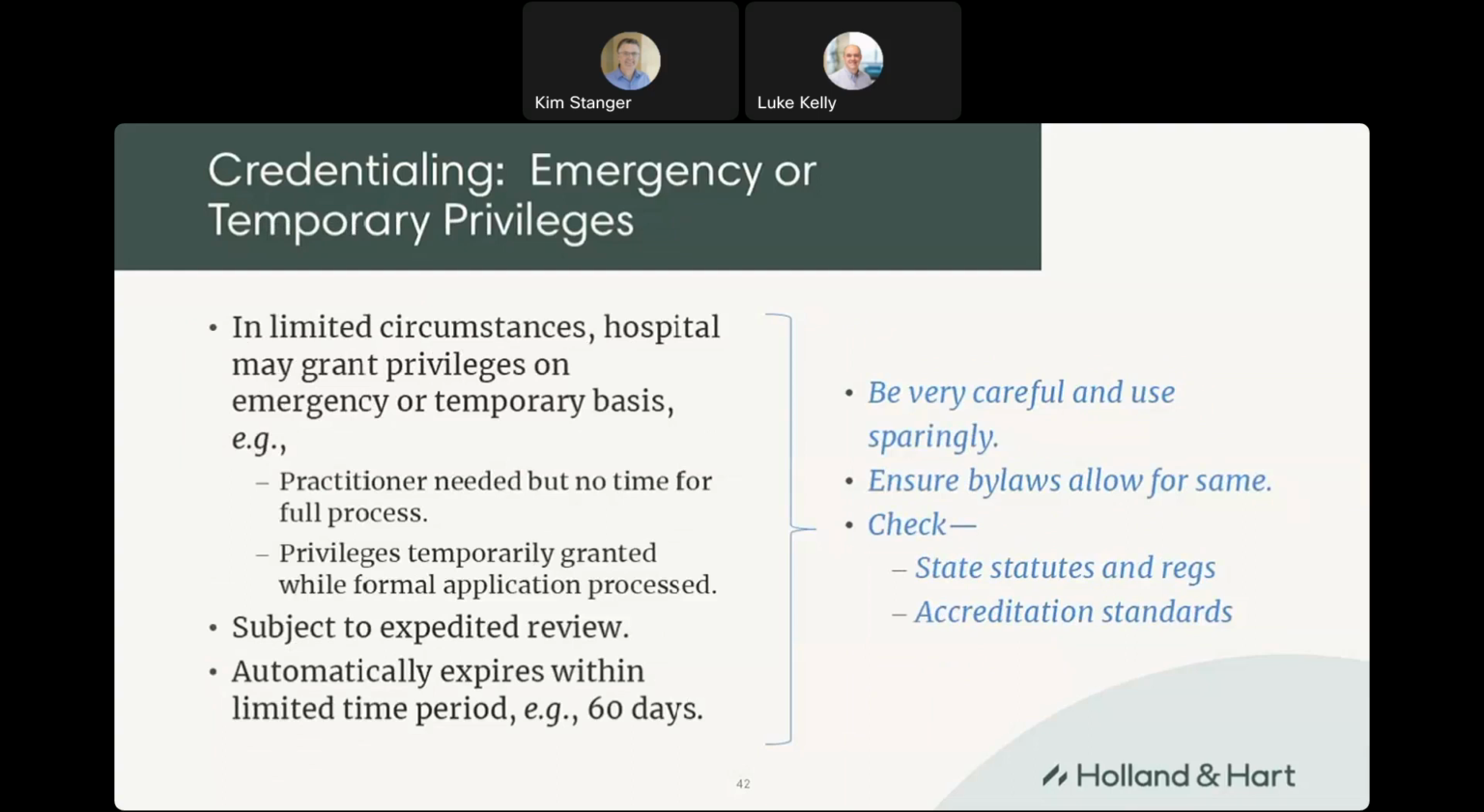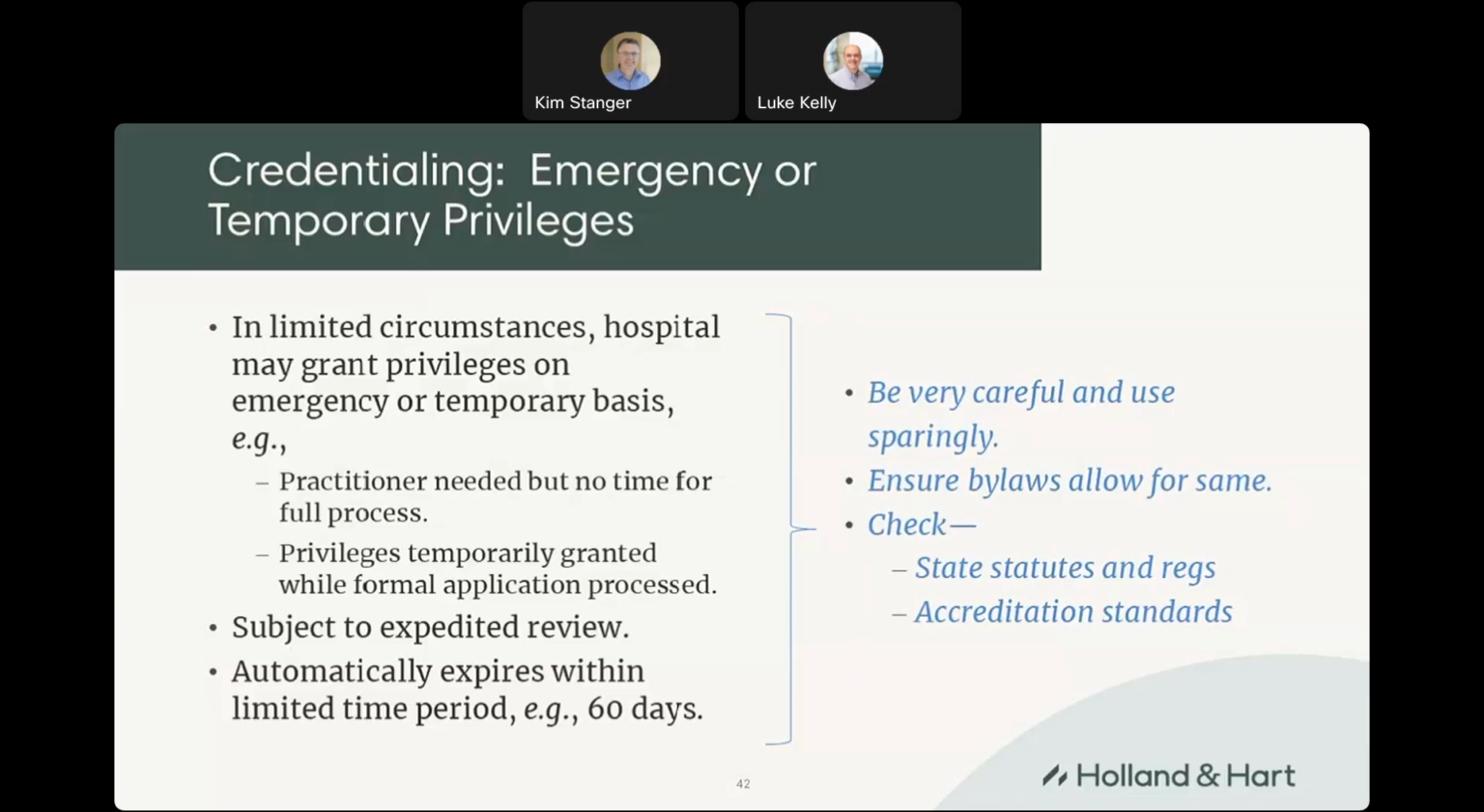The accreditation standards and the government generally allow emergency or temporary privileges. If you really need services or it's an emergency, those types of situations, then they generally will allow you to grant on a limited basis emergency or temporary privileges, but there are certain processes that you have to go through to do that, and it's limited. The Joint Commission, I believe, generally requires that you've got to establish that that practitioner is needed, but there's no time to go through the full process.